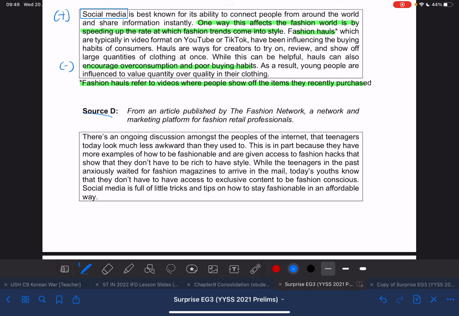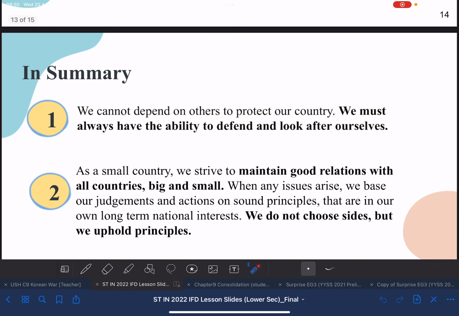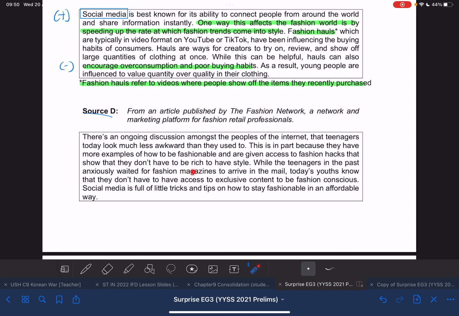There's an ongoing discussion among people of the internet that teenagers today look much less awkward than they used to. Okay, much less awkward is another way of saying you don't look so bad. Your fashion sense isn't so horrible now. Now, why is this? This is in part because they have more examples of how to be fashionable and are given access to fashion hacks that show they don't have to be rich to have style. Okay, so this looks like a very positive impact. Okay, more examples. So because of social media or because of the internet, they can learn how to be fashionable.